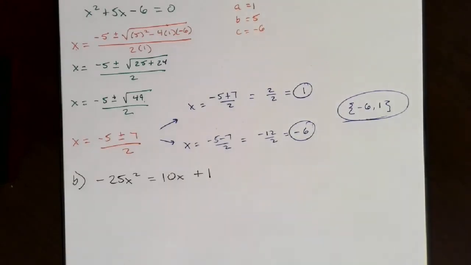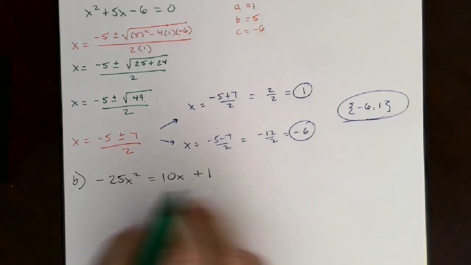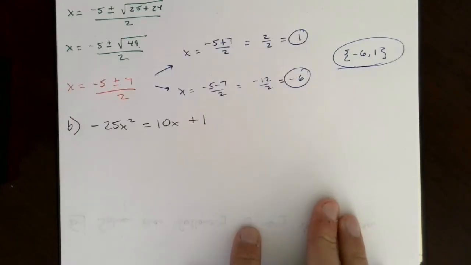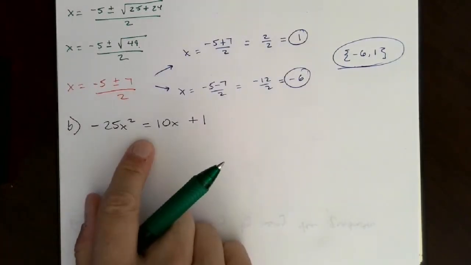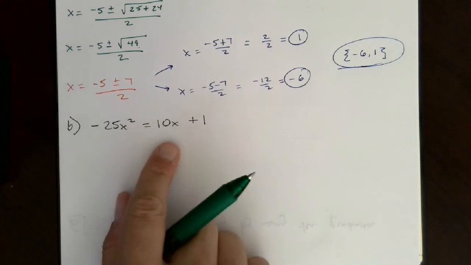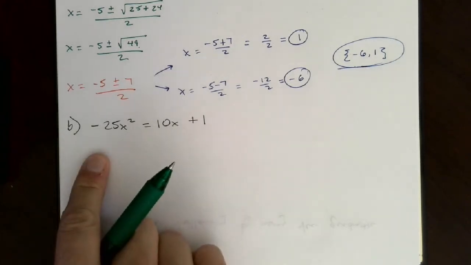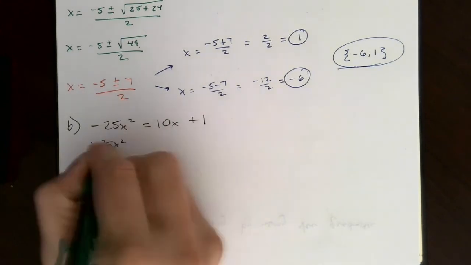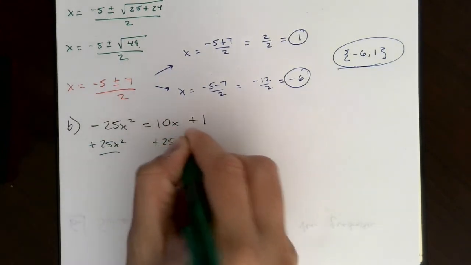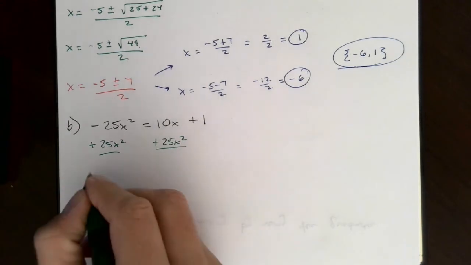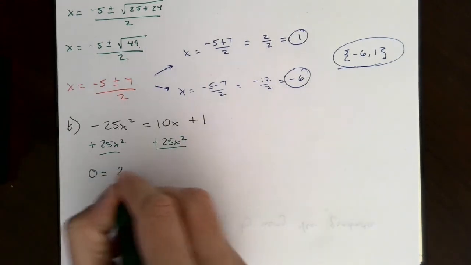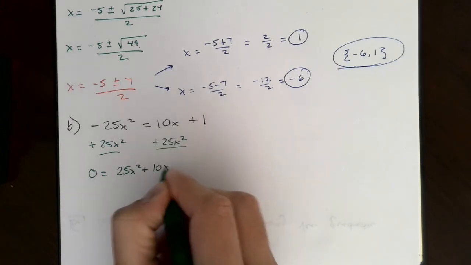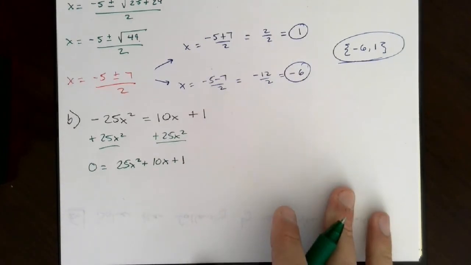To solve by using the quadratic formula, the first thing you want to do is get one side equal to 0, get that standard form. So in our case, the easiest way to get one side equal to 0 is really to add the 25x squared over to the other side. You could move the 10x and the 1 over and still get the same answer, but the process might look a little different. So I add 25x squared to each side, and I end up with 0 is equal to 25x squared plus 10x, because it's a positive 10x, plus 1. Make sure you write it in descending order.